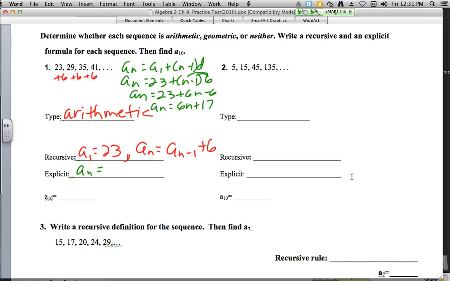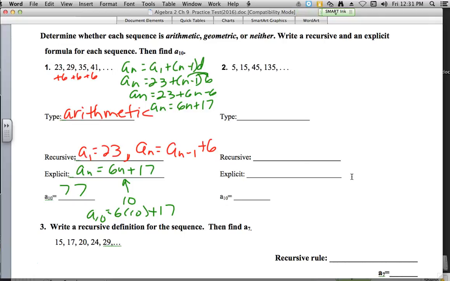Now this whole thing is the rule, so you have to use that notation a sub n. Remember, it needs to be lowercase letters. That's the way it's been done historically. We do not get to change that. And then we have to figure out what a sub 10 is, which means we have to put a 10 into that formula. So we need 6 times 10 plus 17 to give us the 10th term. And 60 plus 17 will give us 77. So what you're seeing here is all the work that you would need to show for problem number one.